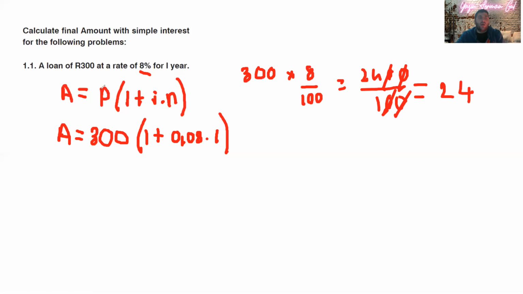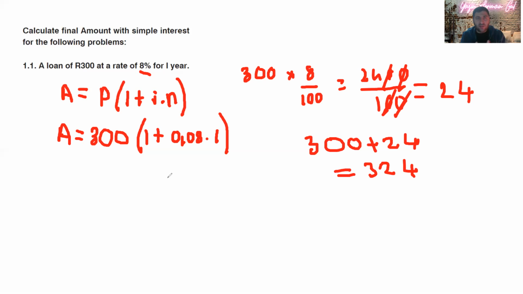Now, you get a loan from the bank, it's 300 rand. But when you repay, you have to pay 24 rand more than 300, because this 24 is the interest that was accumulated for that loan. So the final amount you have to repay is 300, your initial amount, plus 24, which is the interest, and that equals 324.